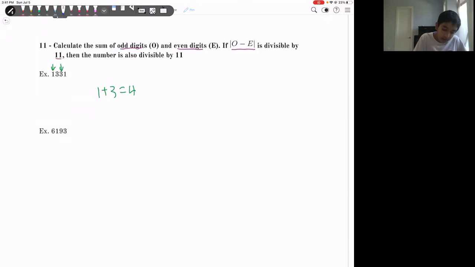Now let's calculate the sum of the even digits. The second digit and the fourth digit. So this would just be 3 plus 1, which is also 4. And our formula says to do O minus E. So we have to find 4 minus 4, absolute value of this. So this is just 0, and 0 is divisible by 11. So this is divisible by 11 as well.